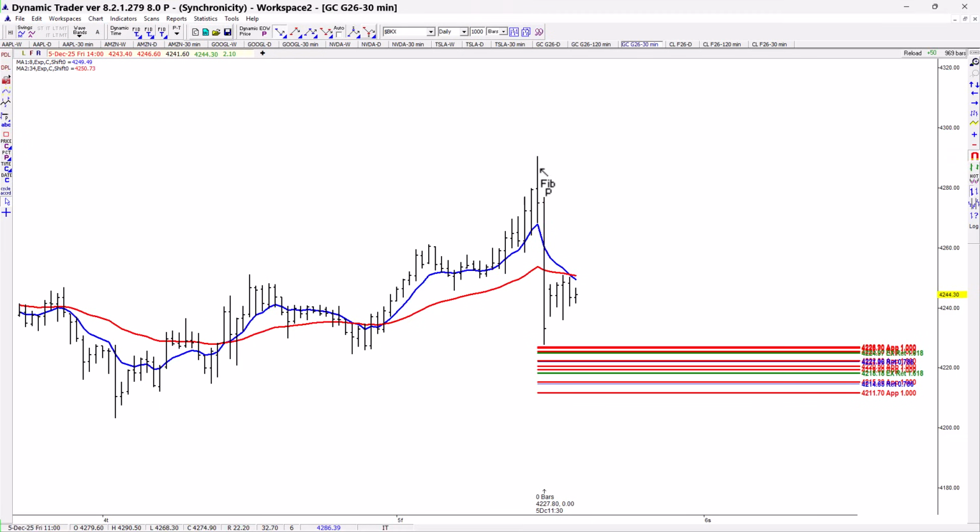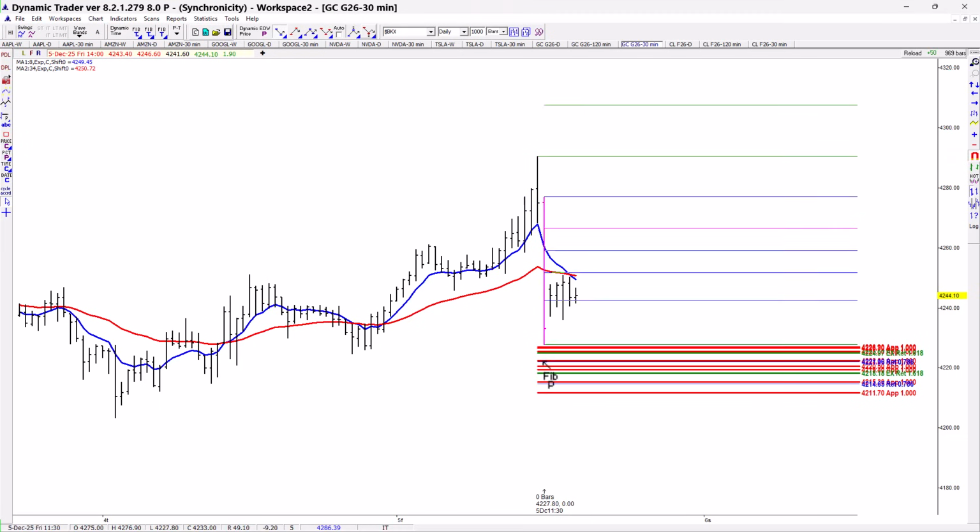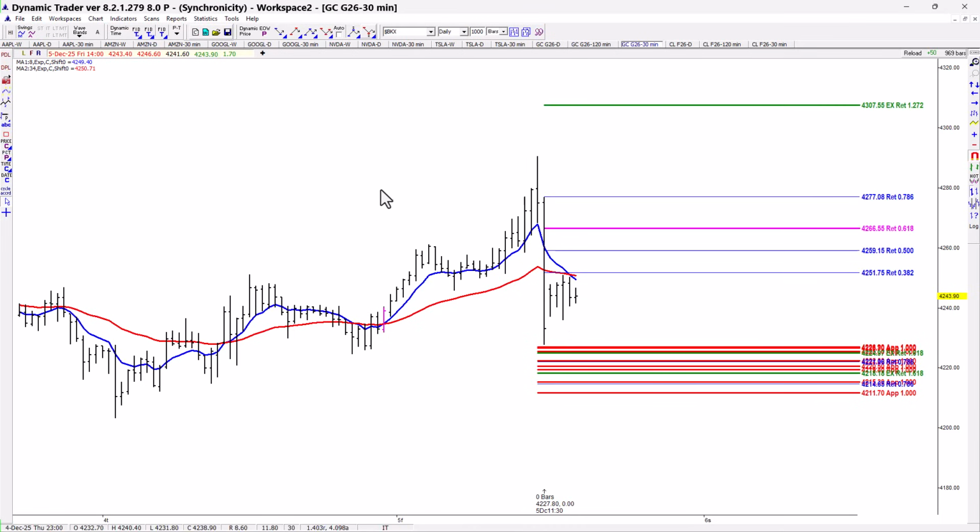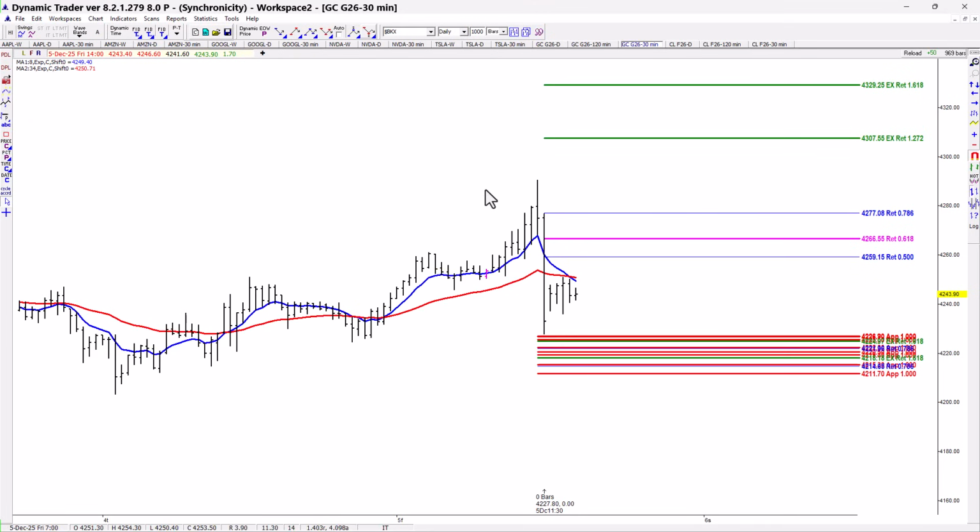And we also know that if that last low remains intact, the potential upside target becomes the extension of the swing into the zone, which would give us a potential target at 4307. Let's call that 50. Second target would be 4329.20 area.